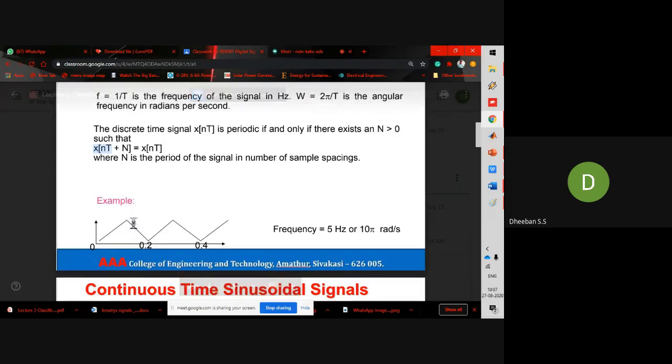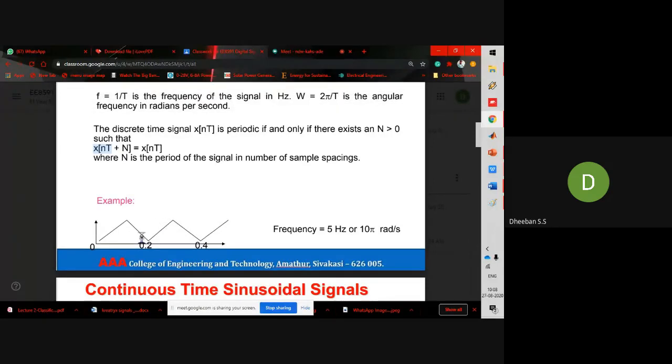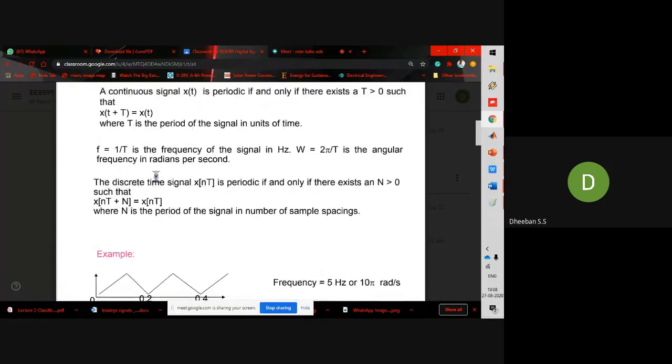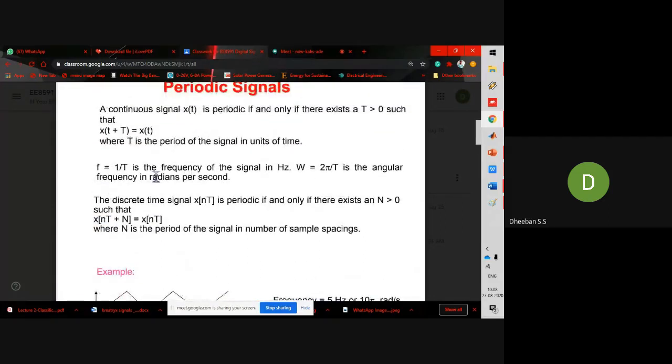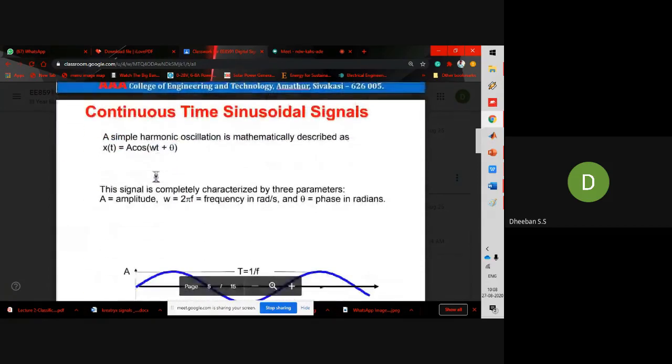As I said, this signal is just repeating, so it is a periodic signal. A non-periodic signal is the vice versa: it doesn't repeat. For each and everything I will clearly explain with examples in the next class, so you'll be easily able to understand. Now I'm just giving an outline. After giving the outline, I'll go to the examples in the next class. So the continuous signals we have dealt with.